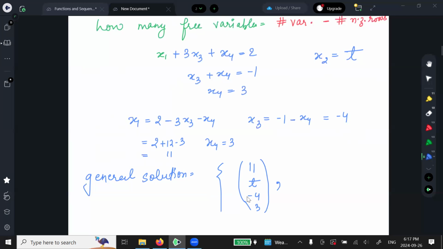Okay, what am I missing? The parameter belongs to real numbers, right? I have to make sure I have included everything, right? The solution set. Good. Question for the other part, where it's the three variables.